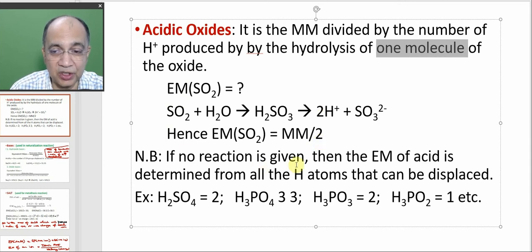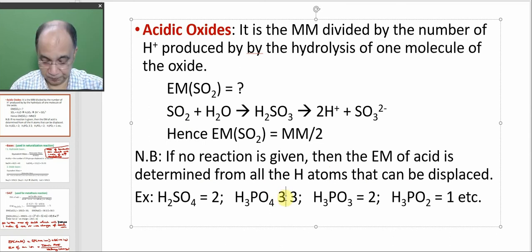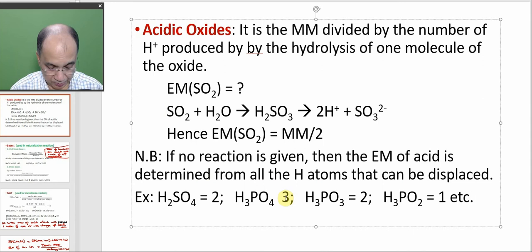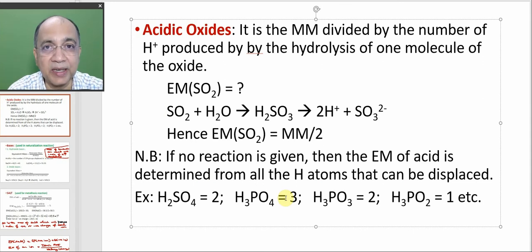If no reaction is given, then the equivalent mass of an acid is determined from all the hydrogen atoms that can be displaced. For example, phosphoric acid, the basicity is 3, so the factor that you divide with is 3.